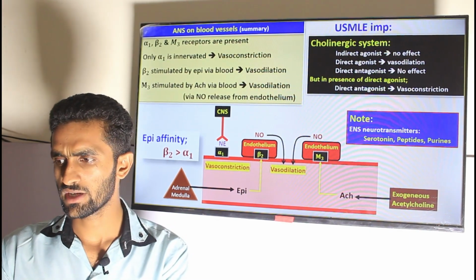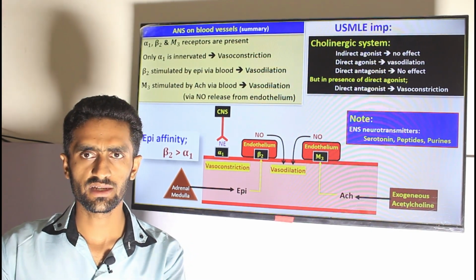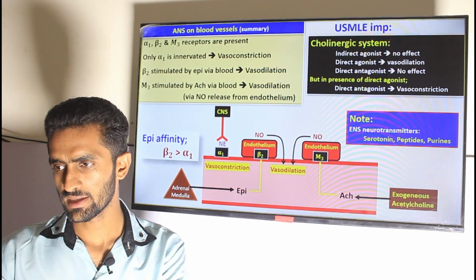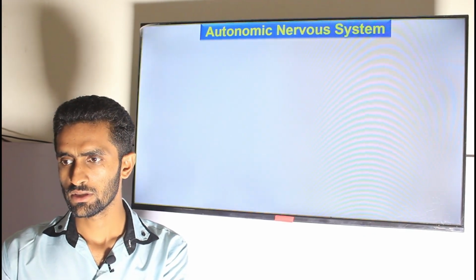Some other neurotransmitters, serotonin, peptides, purines, are associated with your GIT, but not much important here. So just to know.